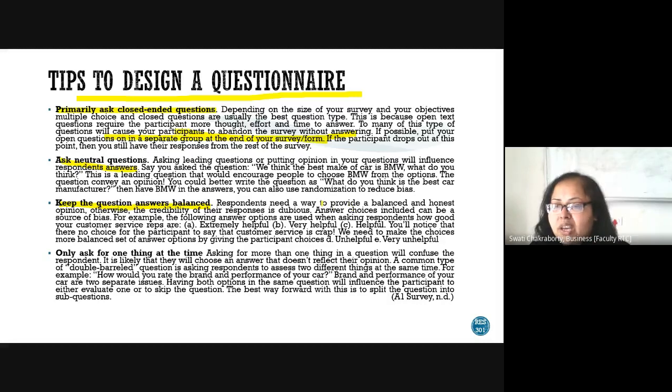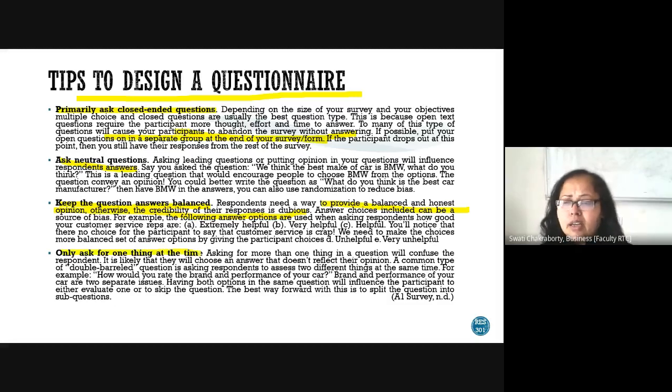What we have to do is find a way to provide balanced and honest options. Otherwise, what happens? The credibility of the responses becomes dubious, right? For instance, if you want to know about customer service and you only offer extremely helpful, very helpful, and helpful, the person may have had a very bad experience with the customer service. So you also have to include unhelpful and very unhelpful. So both ends.